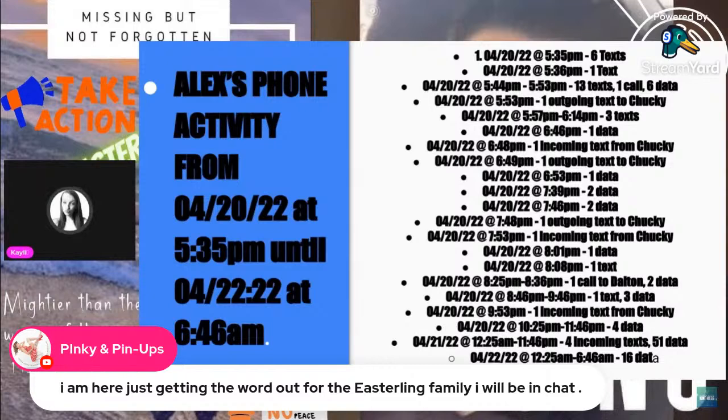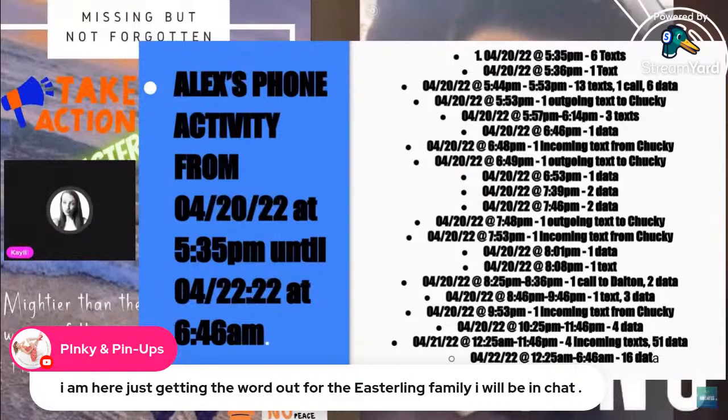Okay, so now we're getting into that margin where Alex gets dropped off at about 8:13, between 8:13 and 8:15, because he gets out and gives his mom a hug, says bye to her. That goes on for about 2 minutes, and then Ashley leaves about 8:15. Okay, so now the next phone data ping is at 8:25 p.m. and it goes from 8:25 to 8:36. There's one outgoing call to Dalton Householder for 26 seconds, and then 2 data. Okay, then from 8:48 to 9:46 p.m., there's one text message and 3 data.